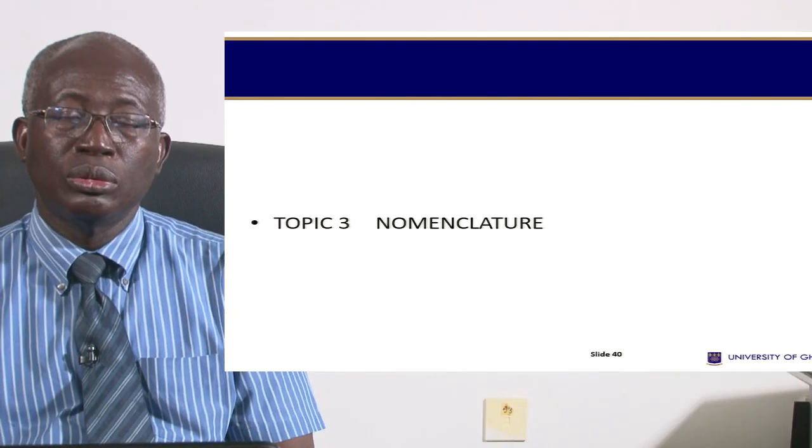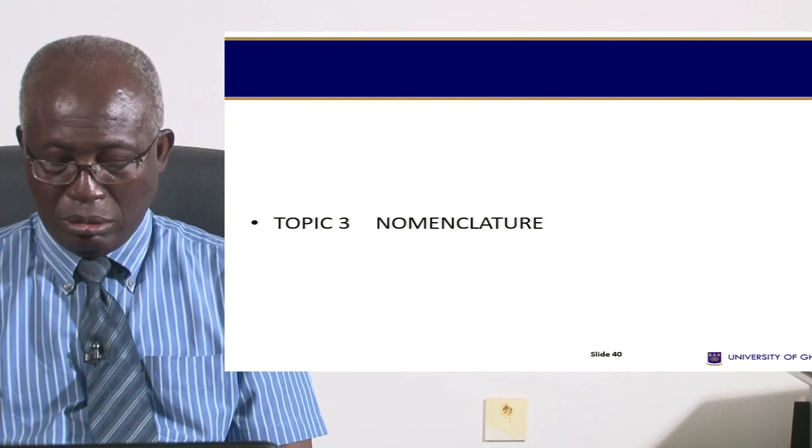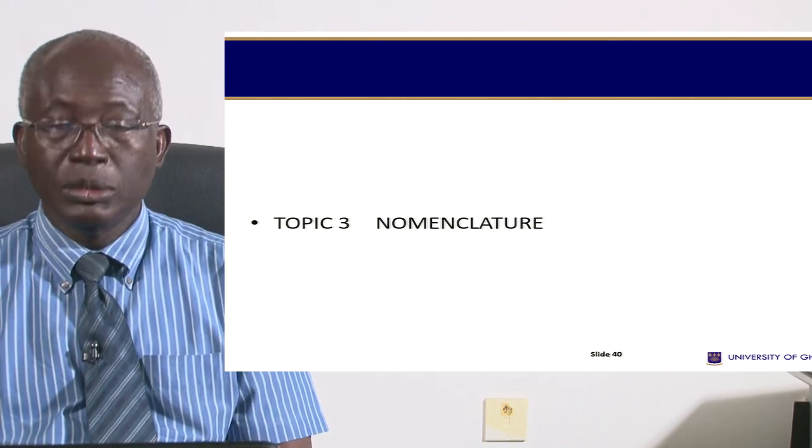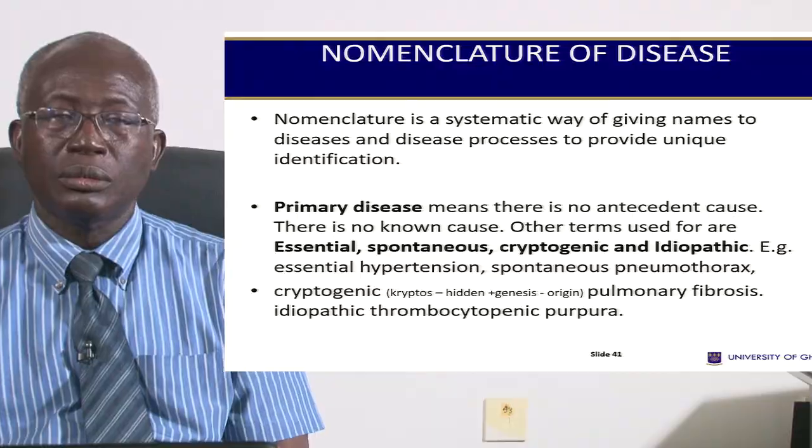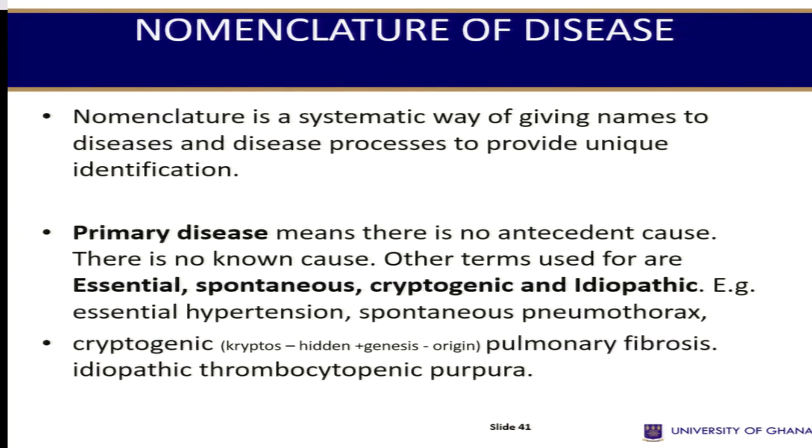We'll now move on to the nomenclature. How do we name diseases? Nomenclature is a systemic way of giving names to diseases and disease processes to provide unique identification. When a disease is primary, it means there is no antecedent cause. There is no known cause. Other terms used for no known cause are essential, spontaneous, cryptogenic, idiopathic.